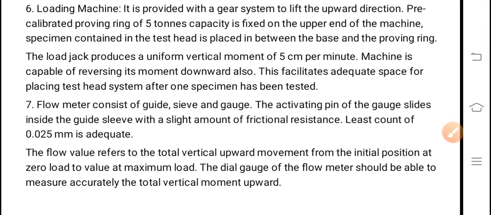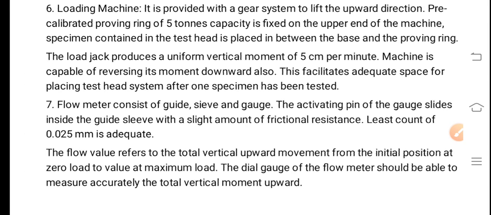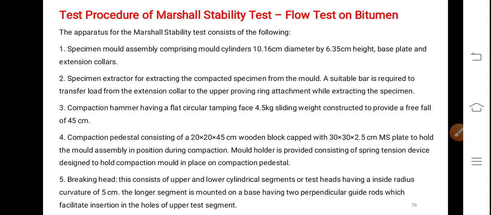The loading machine is provided with a gear system to lift in the upward direction. A pre-calibrated proving ring of 5 tons capacity is fixed on the upper end of the machine. The specimen contained in the test head is placed in between the base and the proving ring. The load jack produces a uniform vertical movement of 5 cm per minute.